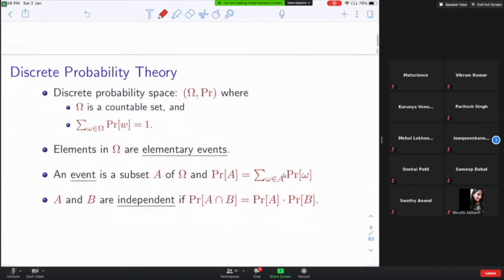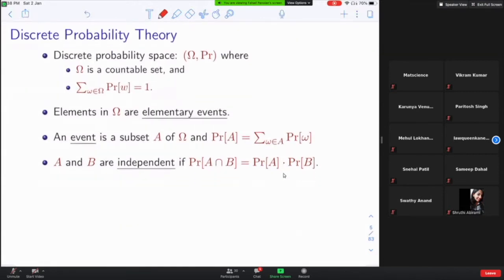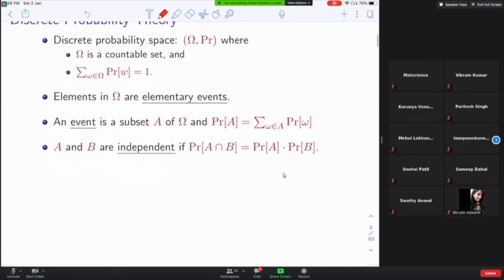We know that two events A and B, which are two subsets of omega, are independent if the probability of A intersection B is equal to the probability of A times the probability of B. What is the probability of A intersection B? The sum of probabilities of elementary events in A intersection B. What is the probability of A? The sum of probabilities of elementary events in A. If this holds, then those two events are independent.